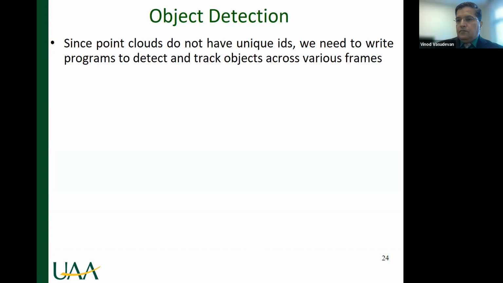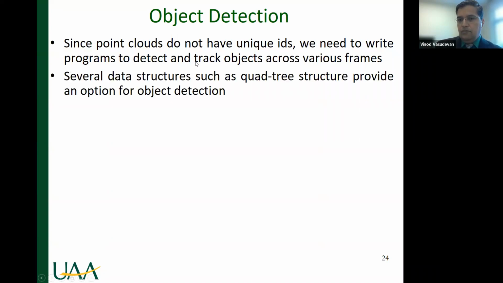Okay, so now the second question is, how do you detect? Since point clouds do not have unique IDs, we need to write programs to detect and track objects across various time frames. There are various data structures, such as the quad tree structure, etc., we can use to detect objects. You can also use the video data to help you detect objects. That's what we are working on right now, but it takes some more time, but that would be the easier way.